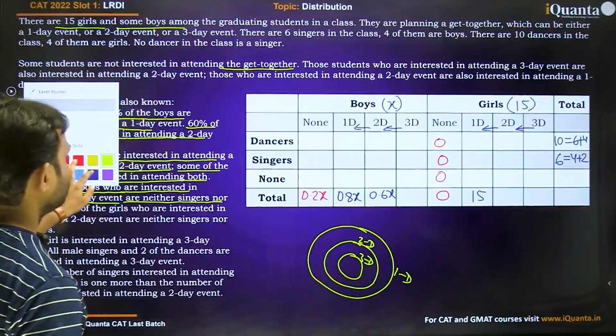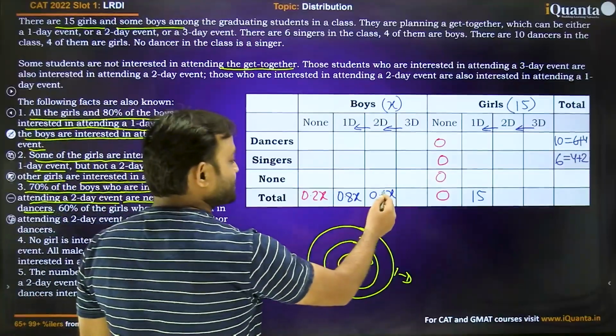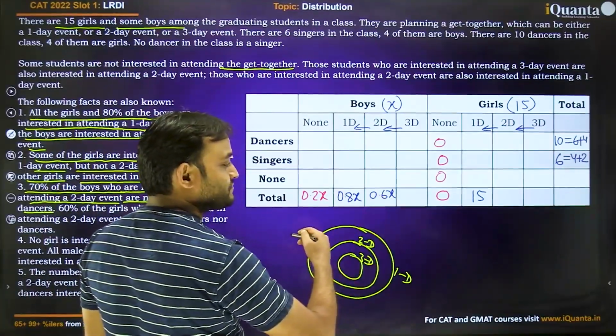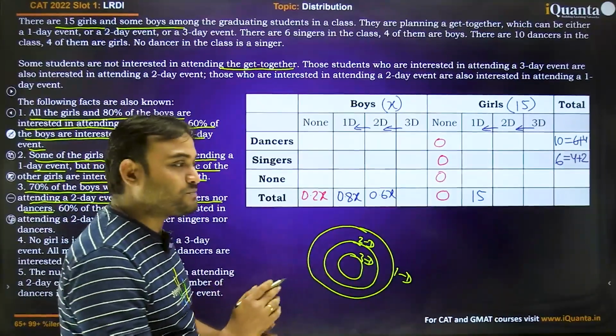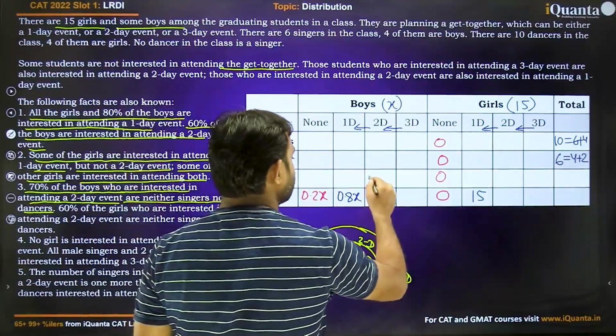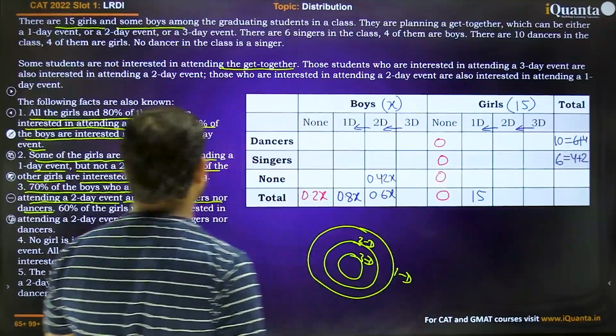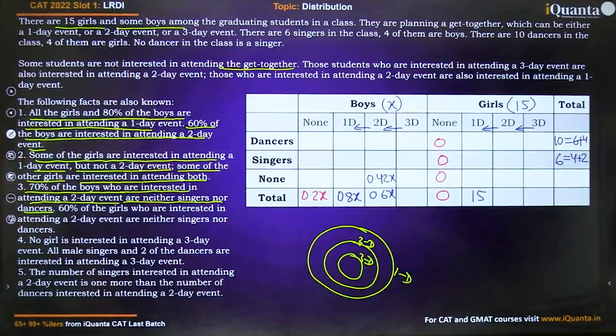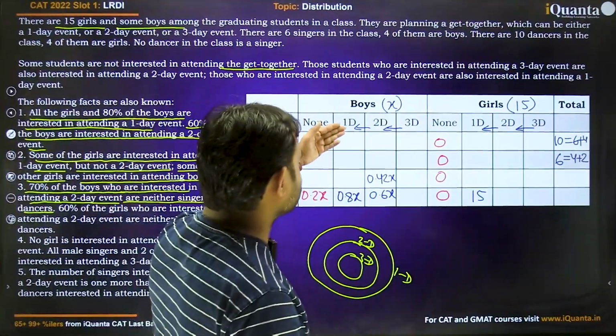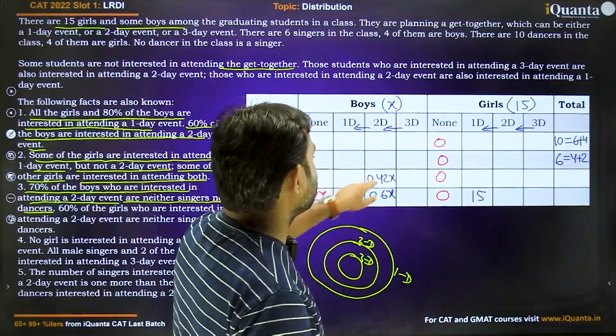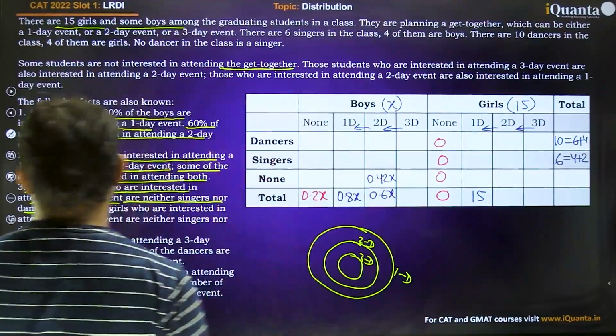That means 70% of 0.6. So 70% of 60% is 42%. So can we say this value must be 0.42x. So these students are not dancers or singers, but they are interested in 2-day events.